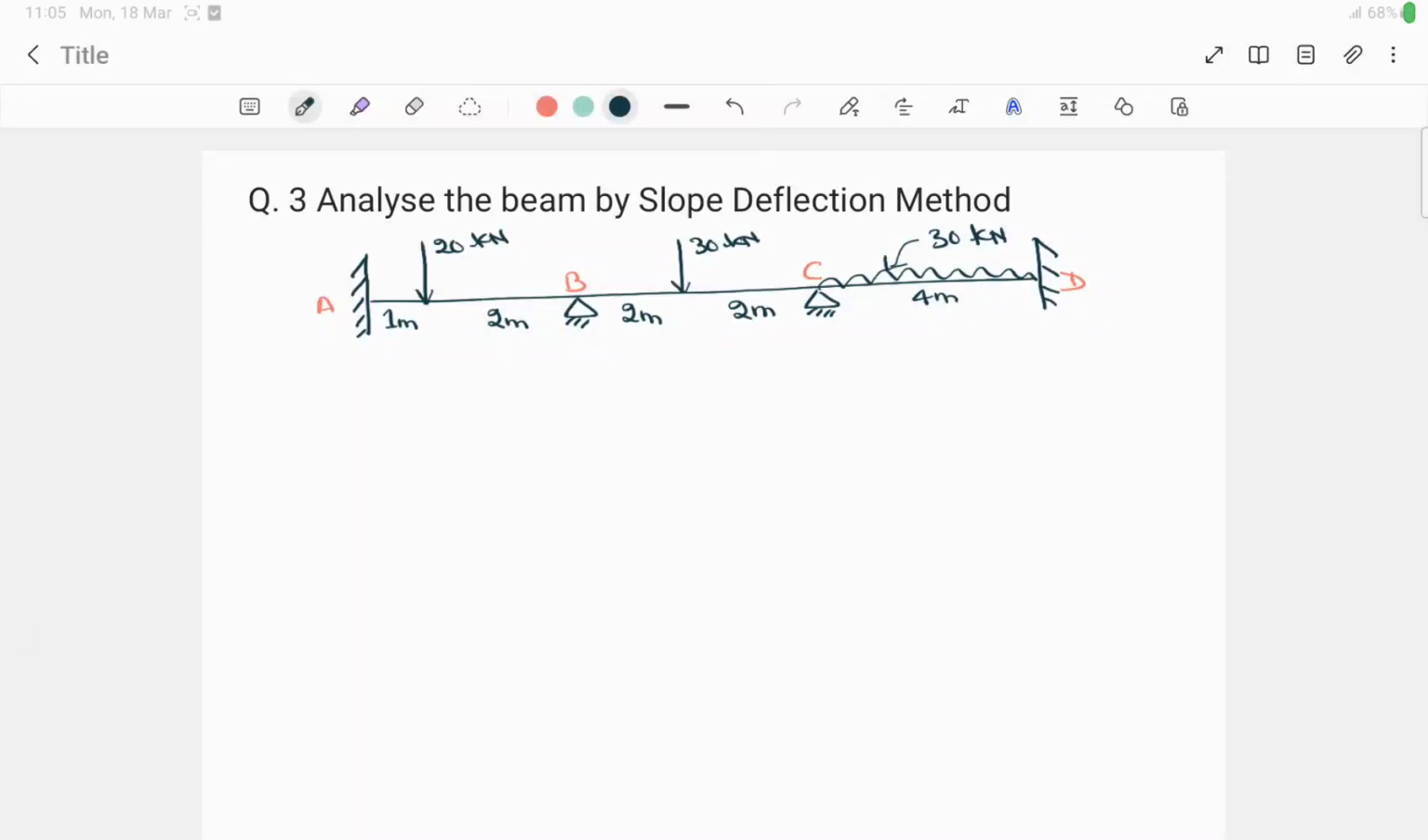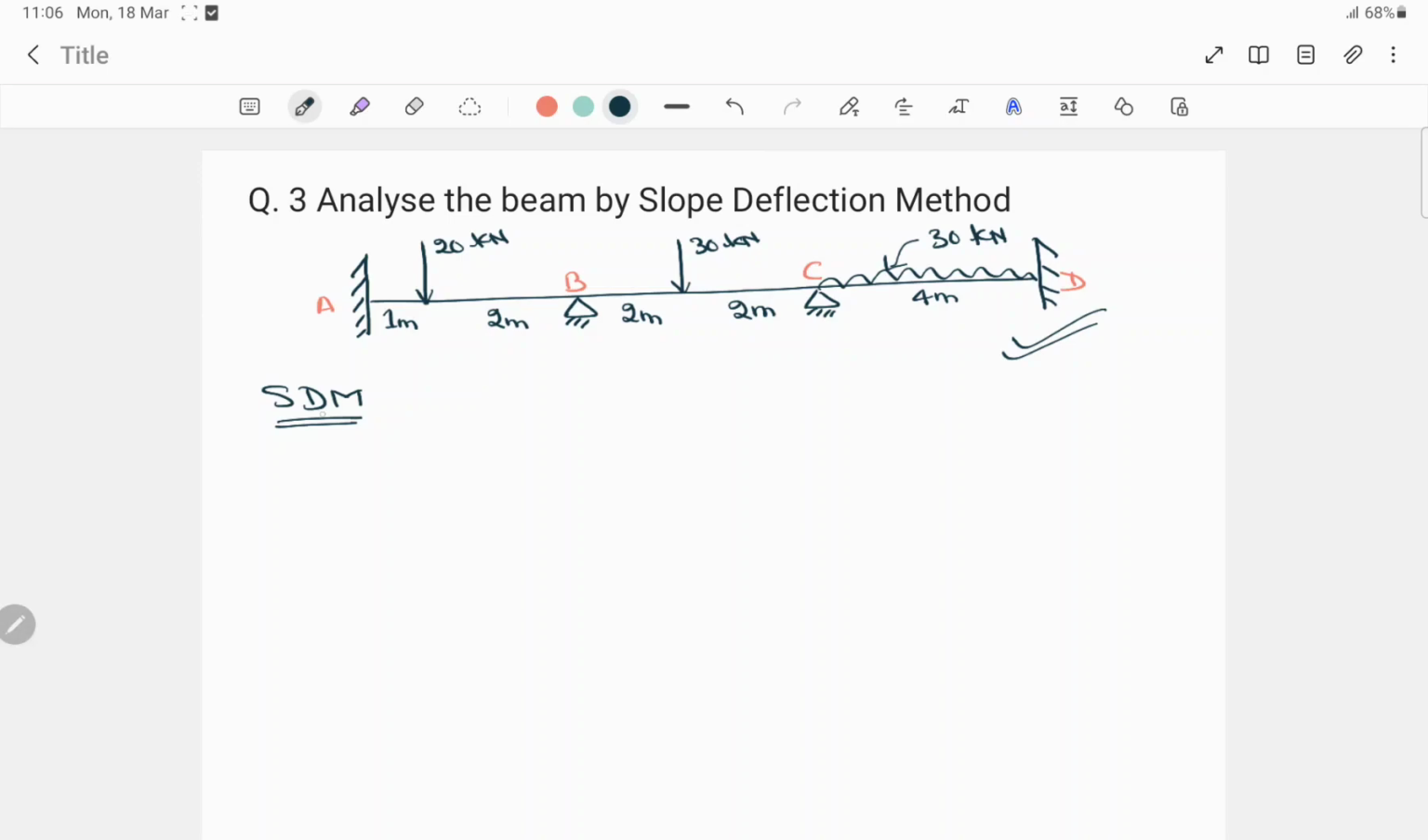Hello everyone. In today's video I will be solving a problem based on the slope deflection method. Here is the beam which we have to analyze using the slope deflection method. I'll write it as SDM, which is the short way of writing slope deflection method.